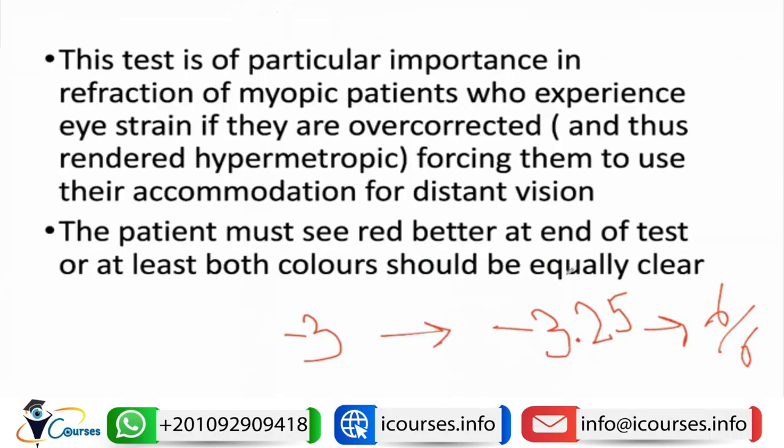So, if the patient sees the green color better, then we need to increase his refraction by plus 0.25 diopters increments until he sees that the red and the green are equally clear, or the red is much better. I hope that this is clear for you.